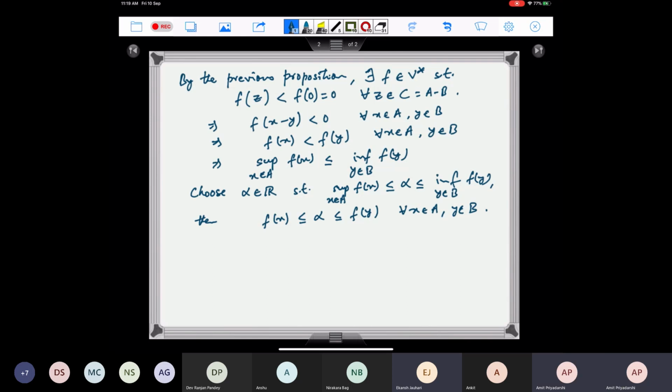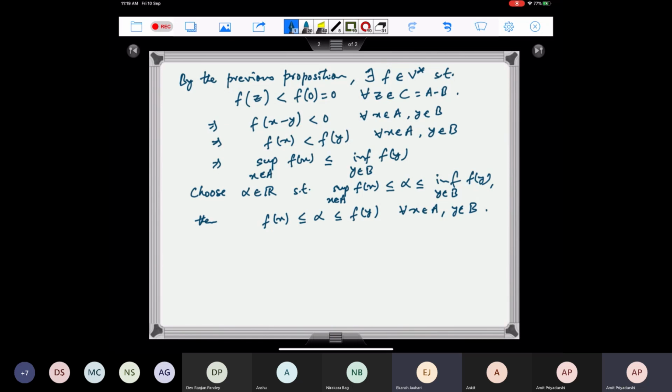Sir, according to the last statement, there can be an alpha for which, for some x in A and for some y in B, this can be equal, right? Right. But above that, you have written that f of x is strictly less than f of y for all x in A and for all y in B. Right.